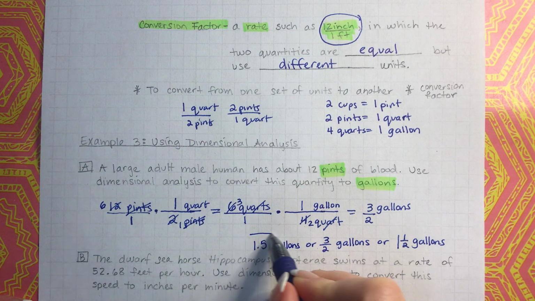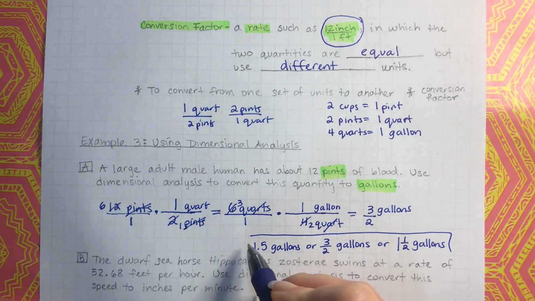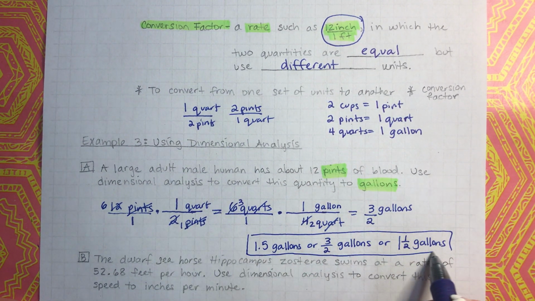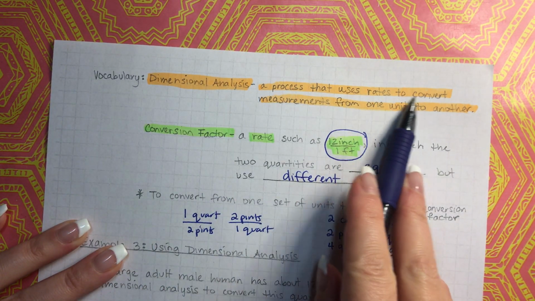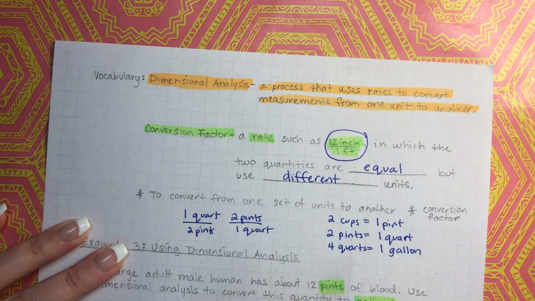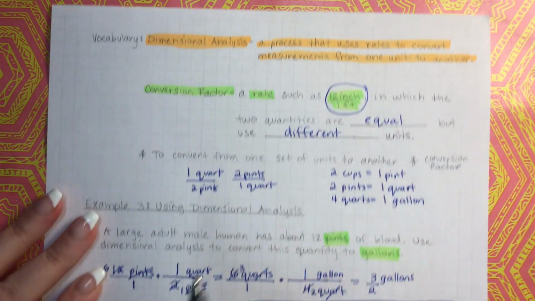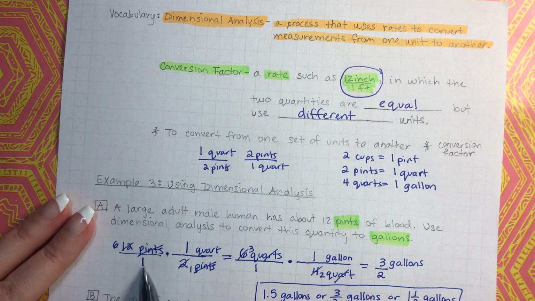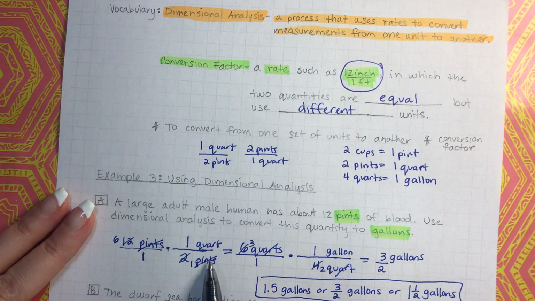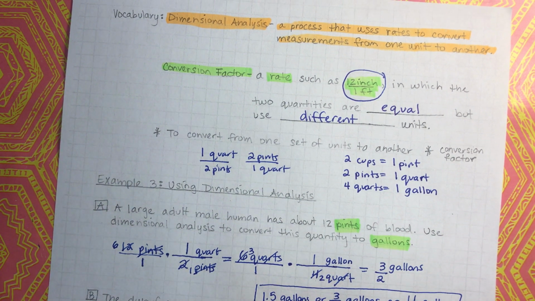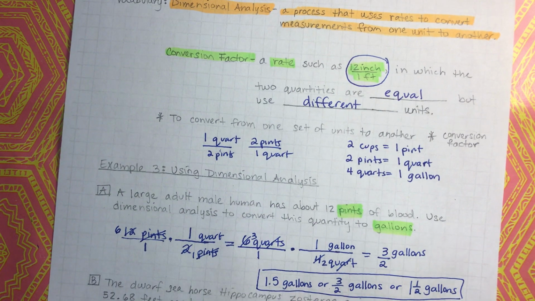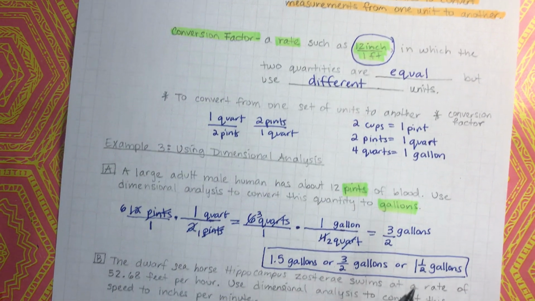So that is dimensional analysis. Let's go ahead and read this definition again. It says a process that uses rates to convert measurements from one unit to another. So a process that uses rates, right? So we used rates here, which were our conversion factors, to convert from pints all the way to gallons. That's what dimensional analysis is, using a number of conversion factors.